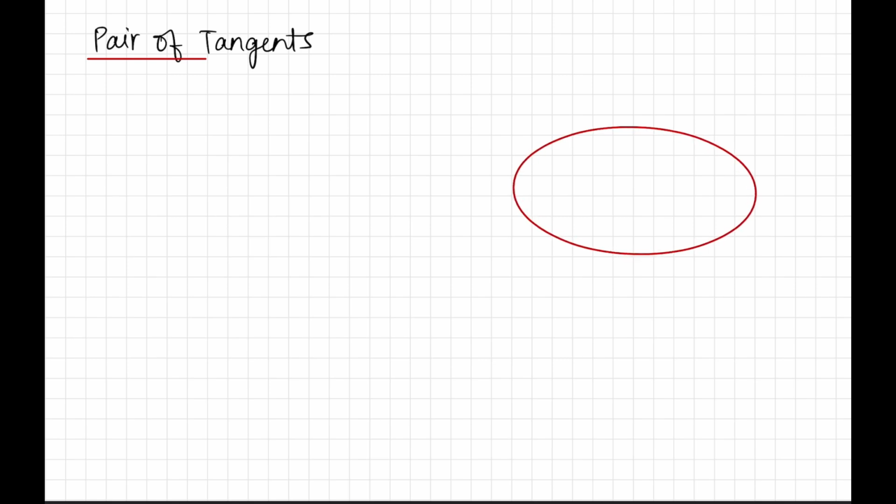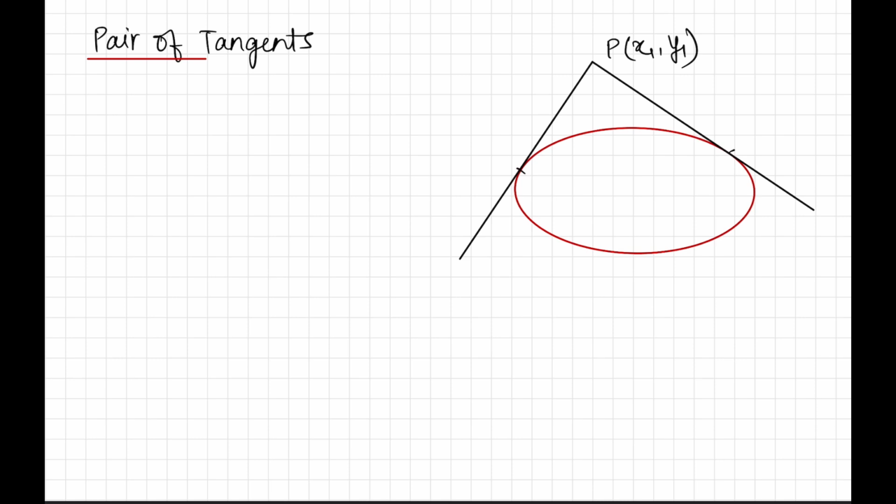In this video, let us discuss the concept of pair of tangents. So, if we have an ellipse and from a point outside of the ellipse, we want to draw two tangents to the ellipse. Here we have a point P having coordinates x1, y1, and these are the two tangents that we have drawn. Say they are written as PA and PB.